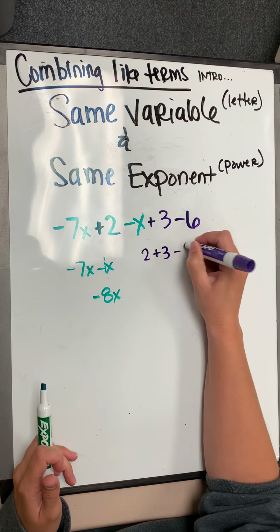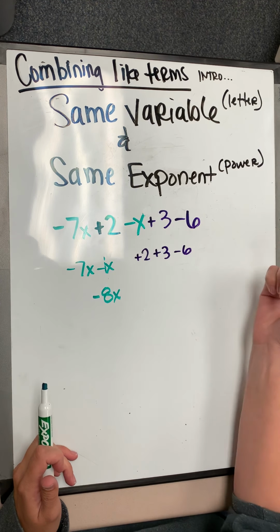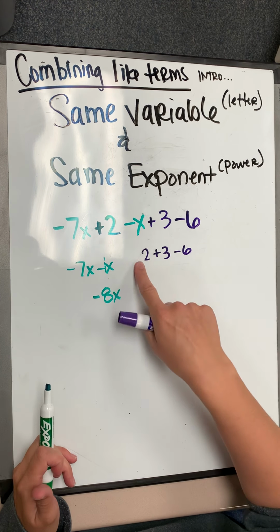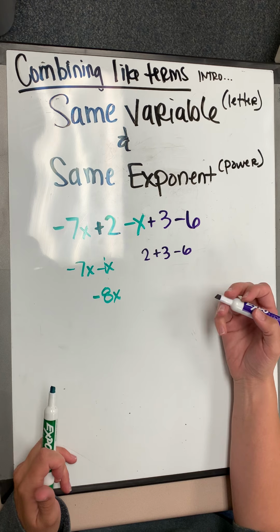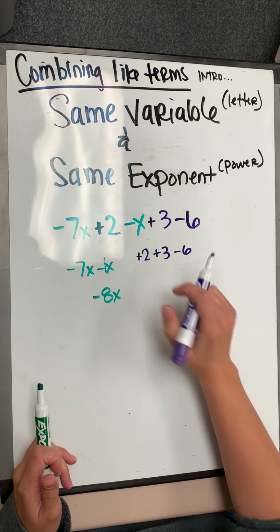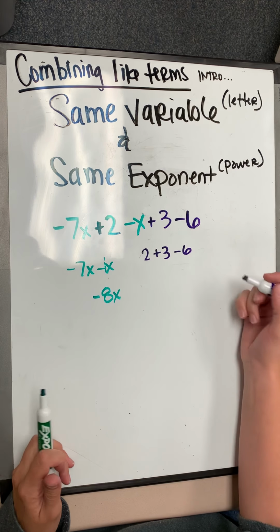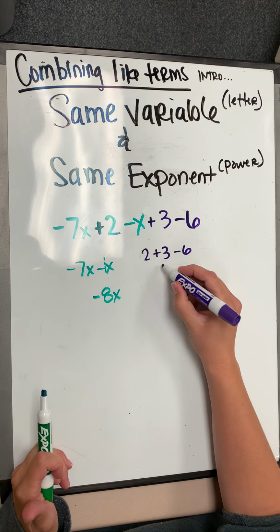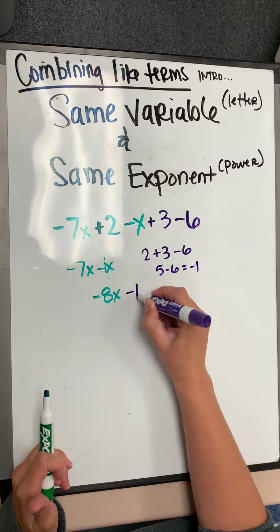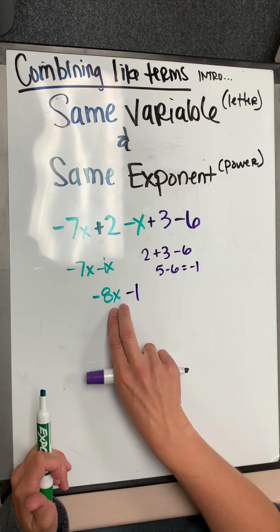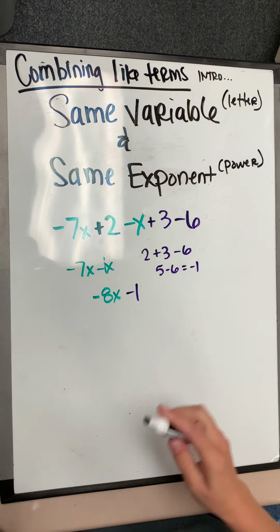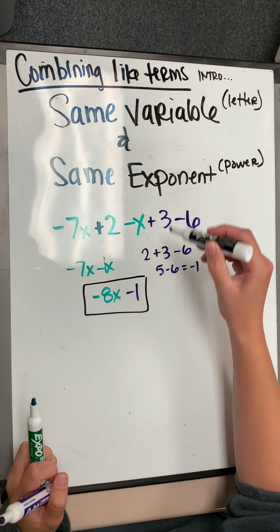2 plus 3 minus 6. I didn't bring my plus down because I'm starting it, and at the beginning of an expression, I don't need to show a positive sign. If I was holding it away from another term, that's when I would put that plus. So I don't need it now. 2 plus 3 is 5, minus 6 is equal to a negative 1. So in my answer, I have a negative 8x minus 1, and those can't combine, and so that is going to be the answer to this expression.